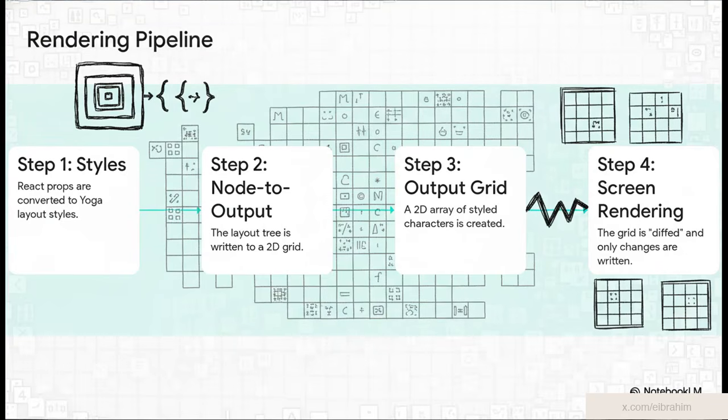This whole process is just wild because it's almost exactly how a video game renders a new frame on your screen. They take the components, figure out the layout, and then draw it onto this 2D grid of characters. Think of it like a buffer of pixels. Then, and this is the really clever part, it compares the new grid to the old one and only updates the tiny little parts of the screen that actually changed. That is just unbelievably efficient.